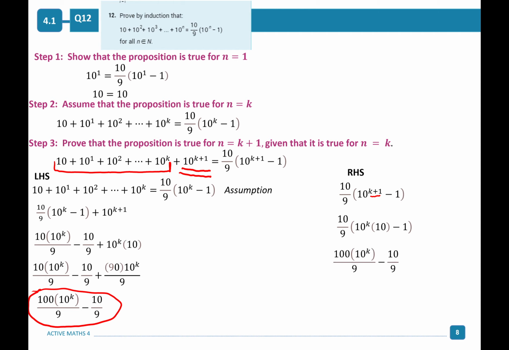Multiplying this out, we get 10 over 9 times 10 to the power of k times 10 gives us 100 times 10 to the power of k over 9. 10 over 9 times minus 1 gives us minus 10 over 9. So we can see here that our left-hand side is equal to our right-hand side.